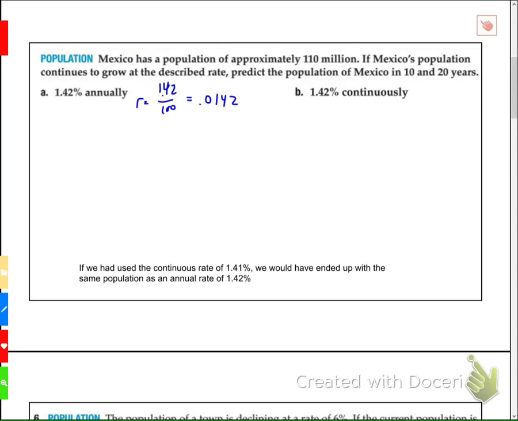So if I start out with my initial value, or my principal, of 110 million, then I'm going to have 1 plus 0.0142, and I want to raise that to the t. I just want to do this once for each, so I'm just going to use t equals 10 right here. Well, that gives me 110 times 1.0142 to the 10th power. Let's put that in our calculators. Okay, I had 126 point something that rounded up to a 7. That's in millions of people, so it's totally okay to have a decimal.